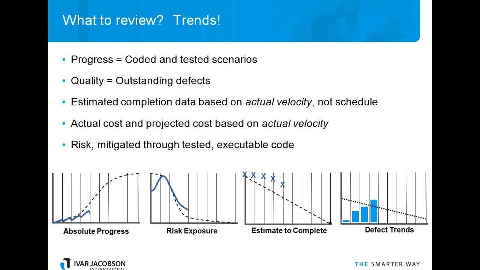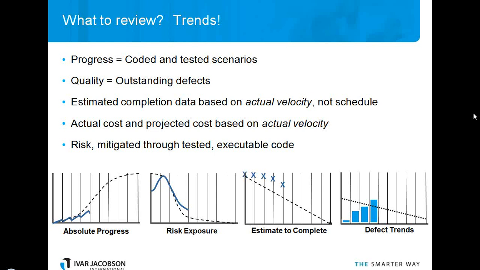So if you look at what you should review, the most important thing is trends on different kinds of data. So we'd like to look at progress, quality, estimated completion based on the actual performance of the team, not the schedule, actual costs and projected costs based on the actual performance of the team, and then risk mitigated and tested through executable code. So on progress, the thing that we want to measure is how many coded and tested scenarios do we have. You can use other measures, and when I use the word scenario, you could also use user stories, you could use use case flows, you could use whole use cases, you could even use just backlog items, declarative requirements.